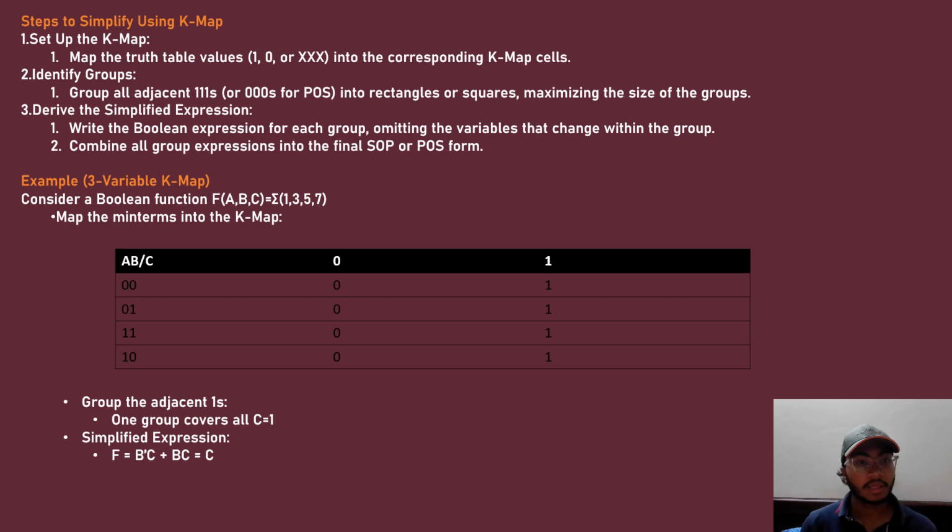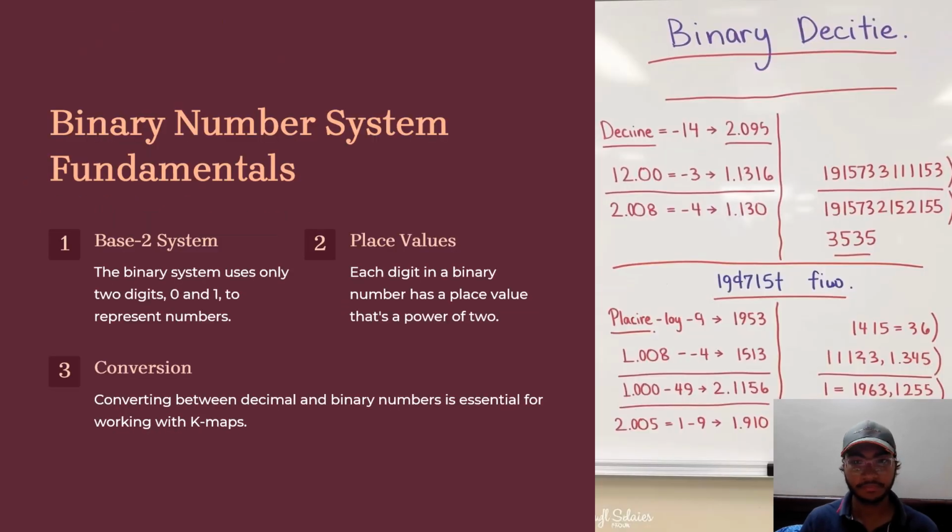Example 3. Consider a Boolean function f(a,b,c) = sigma(1,3,5,7). Map the minterms into the K-map, with ab as rows and c as columns: 00, 01, 11, 10. Group the adjacent ones. One group covers all cells where c is equal to 1. Simplified expression: f = b'c + bc = c.